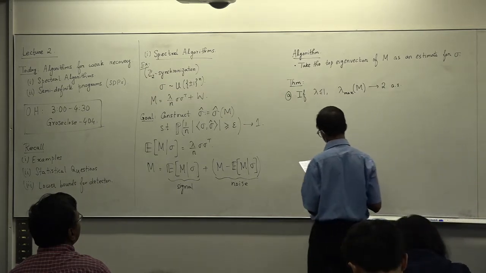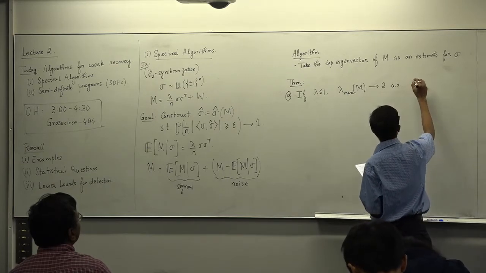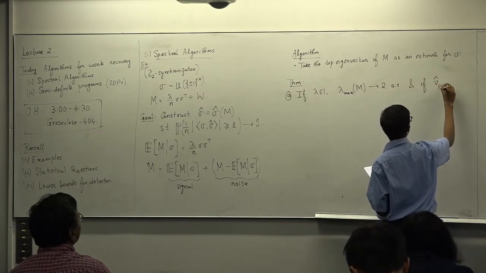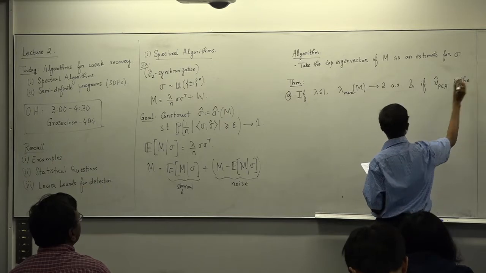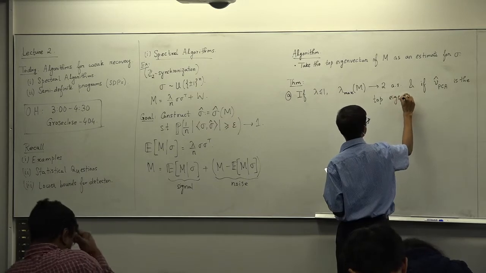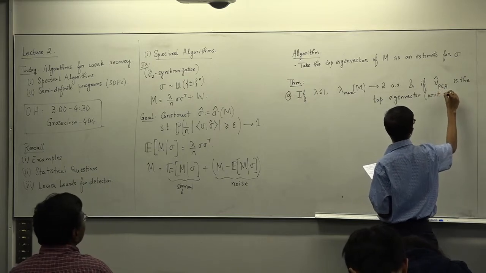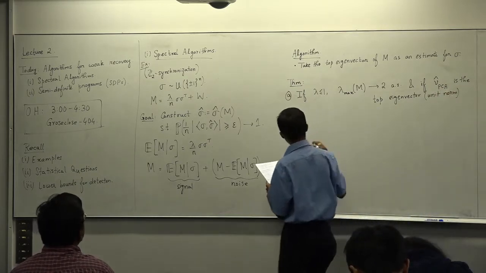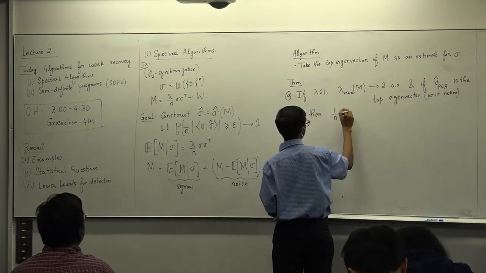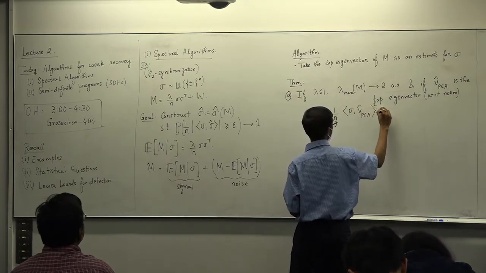And then if you look at the normalized correlation, and if V hat PCA is the top eigenvector, let's say with unit norm, then 1 over n sigma V hat PCA, squared, goes to 0.